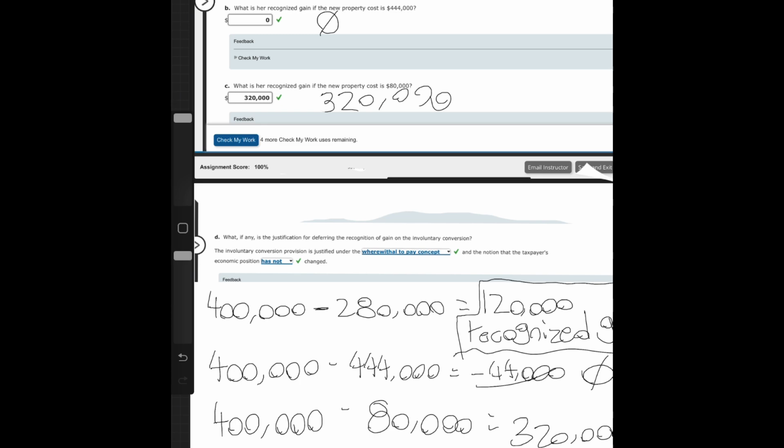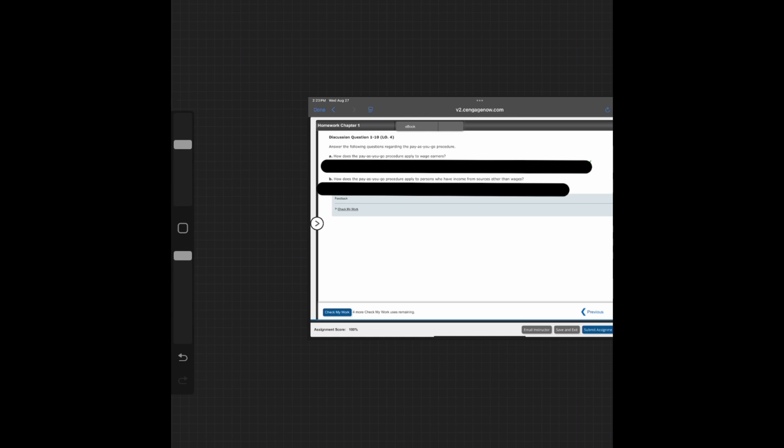So, hopefully my mic is on. I haven't checked. All right, here's number 5, and it says, how does the pay-as-you-go procedure apply to wage earners? And let's see. The answer is, the tax law requires employers to withhold a specified dollar amount from wages paid to the employee to cover income taxes. That's the answer verbatim.